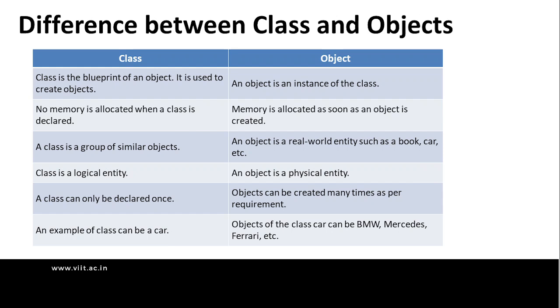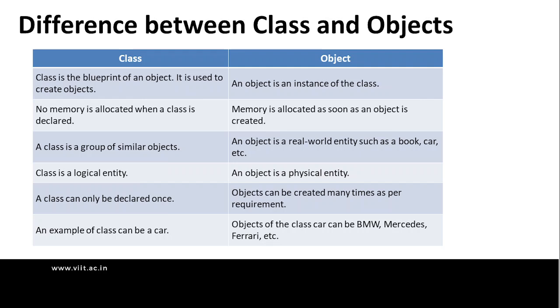Difference between class and objects. A class is a blueprint of an object and it is used to create objects. An object is an instance of a class. An object instance has values, while a class has a template only. It's a blueprint, a framework, a skeleton only.